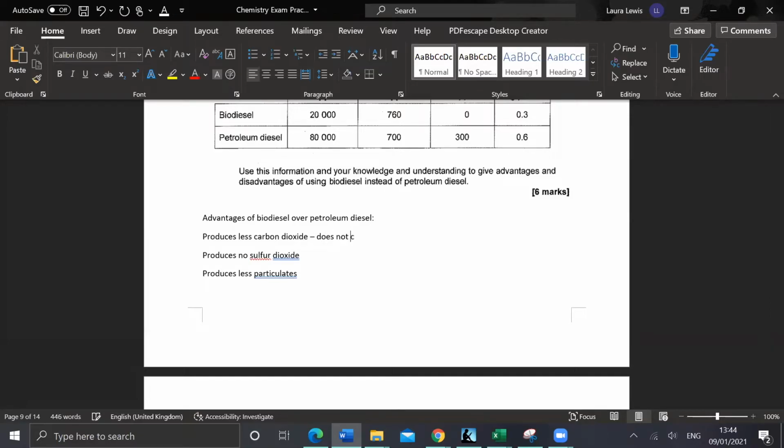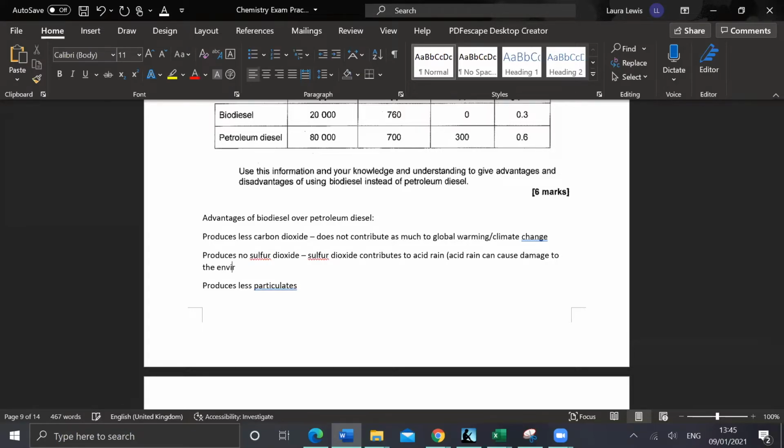So it does not contribute as much to global warming or climate change. Produces no sulfur dioxide. You get sulfur dioxide contributes, in other words, to acid rain. Okay, so an acid rain change. Acid rain can cause damage to the environment and ecosystems, especially marine life.